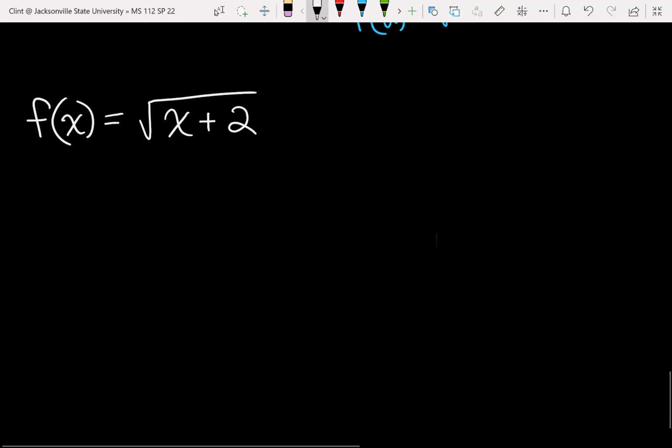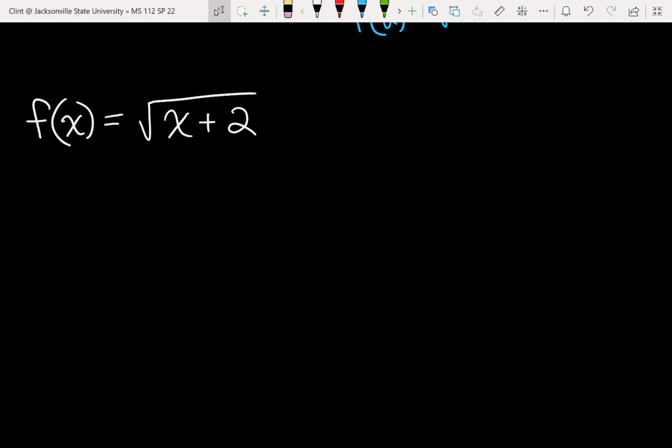So we just figured out if we did not have the 2, that our domain would be 0 or bigger. Anything 0 or bigger. The same thing's true for the whole thing underneath the radical. So we want whatever is underneath the radical to always be 0 or bigger.